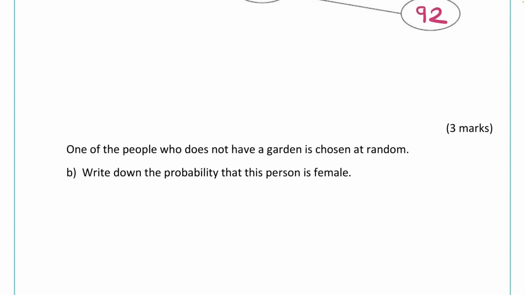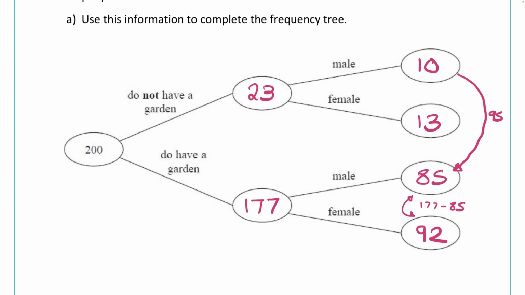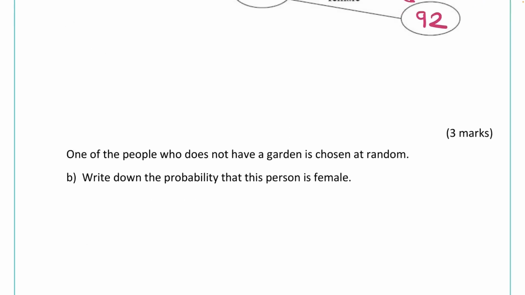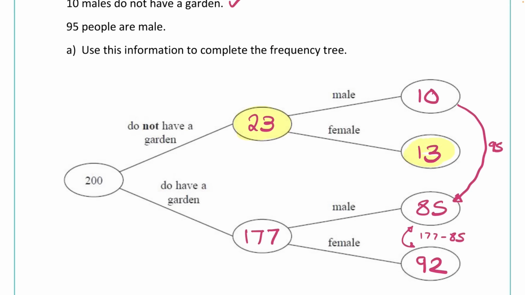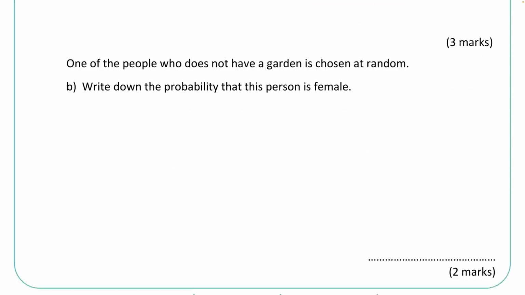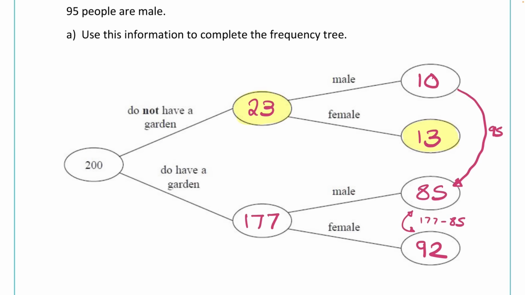Typically we'll normally be asked something about it. This one says one of the people who does not have a garden is chosen at random. So for the people that do not have a garden, we are looking at these 23 people. So it's specifically telling us we're picking one of the 23. Write down the probability this person is a female. We can see over here that there are 13 females, and we are picking out of those 23 people. So our probability would be 13 out of 23. And there we go, 13 out of 23. No working out needed there, just making sure we read the question carefully.